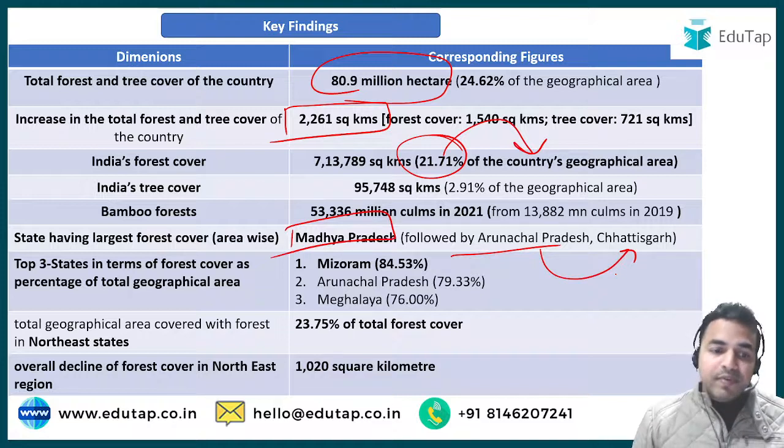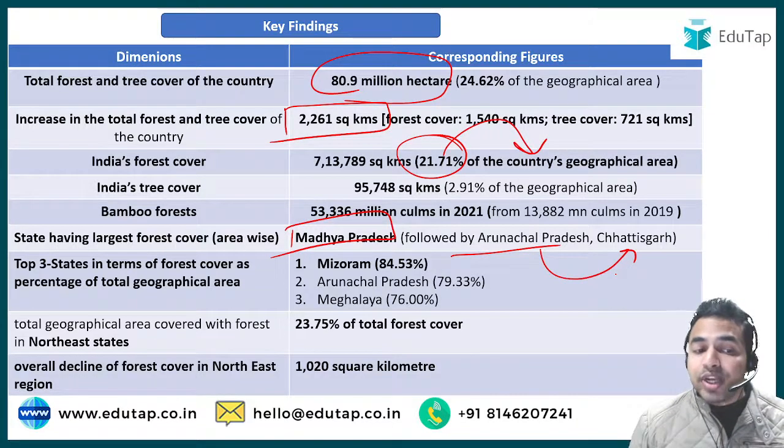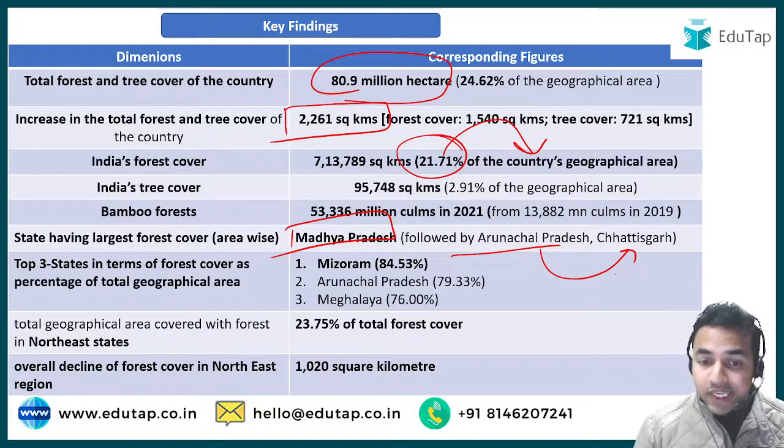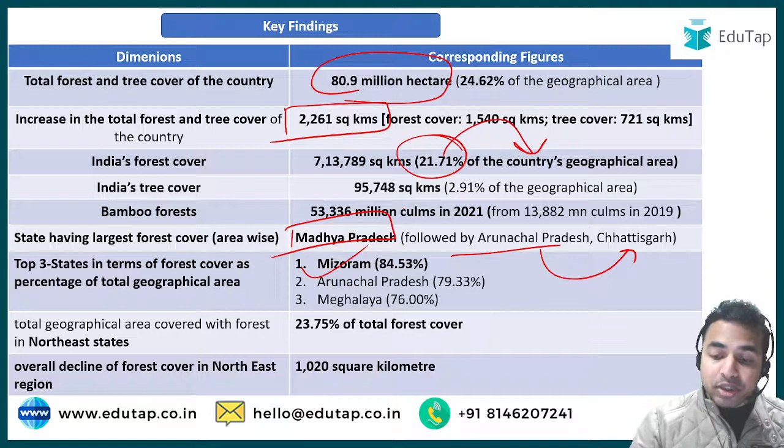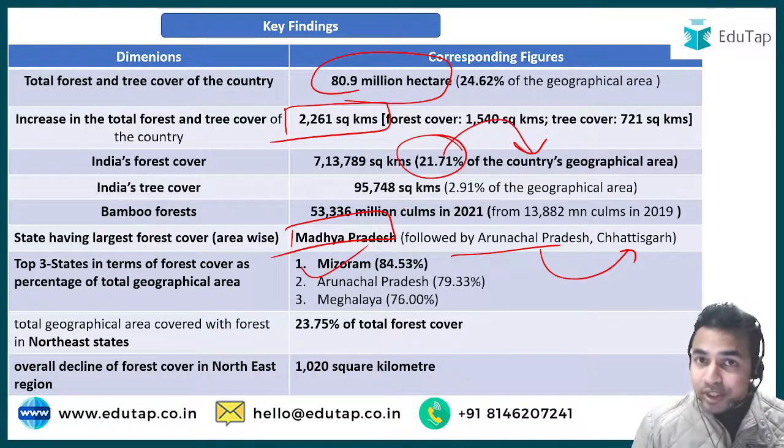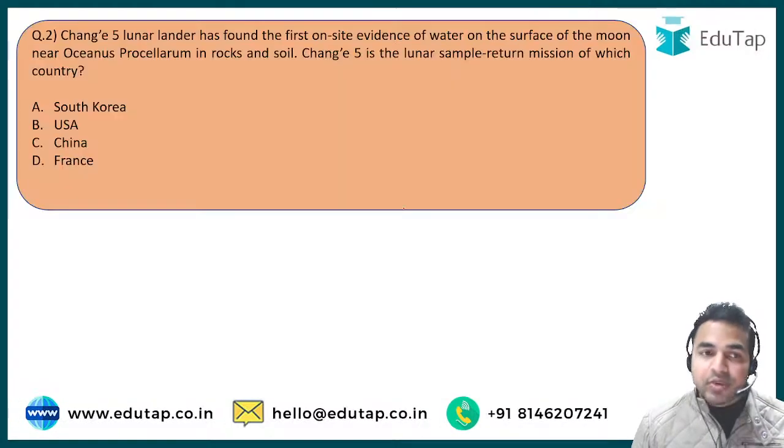Okay, and when we talk about the top 3 states in terms of forest cover as a percentage of the total geographical area, Mizoram was on top with 84.53% of the overall geographical area covered with forest, followed by Arunachal Pradesh and Meghalaya. So the rest of the things you can go through yourselves.